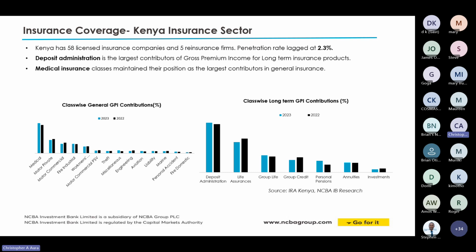And that's why we've seen micro insurance companies coming in, maybe in the villages, in the up-country areas, to try and align with the other market. So far we have 58 licensed insurers, and in terms of long-term insurance products, deposit solutions are the largest, and medical insurance covers the general insurance.